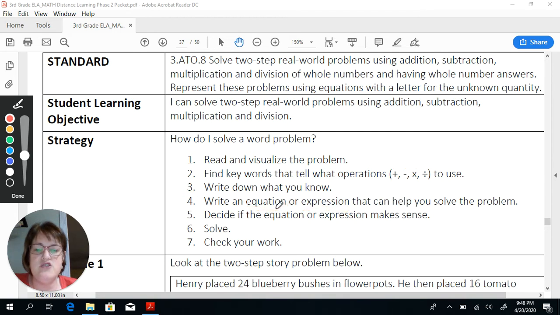Now remember, an equation is simply a number sentence with an equal sign. An expression is a number sentence without an equal sign, so don't let that confuse you. Decide if the equation or expression makes sense, solve, and then check your work. And boys and girls, remember the strategies that we've used in class. Remember our strategy board and our operation board. You guys are great at this, so you've got this. Just remember and retrieve that information that we've used this year.